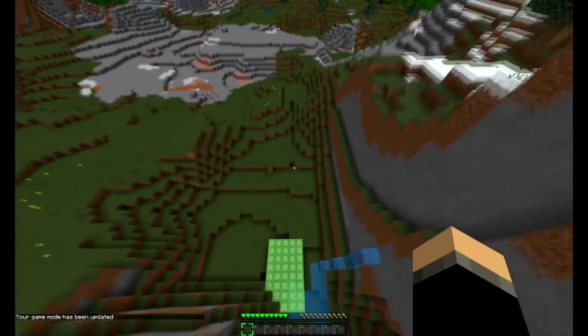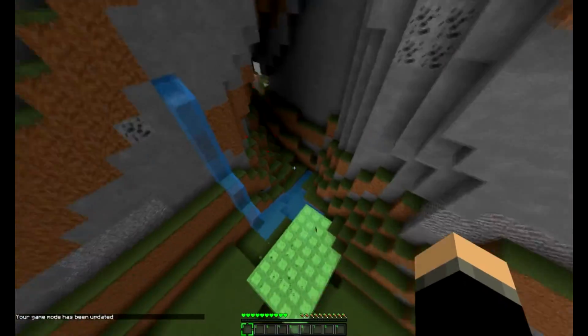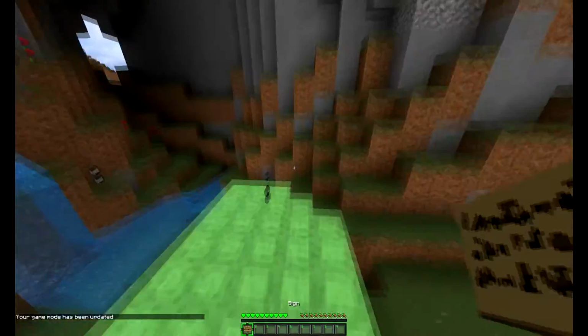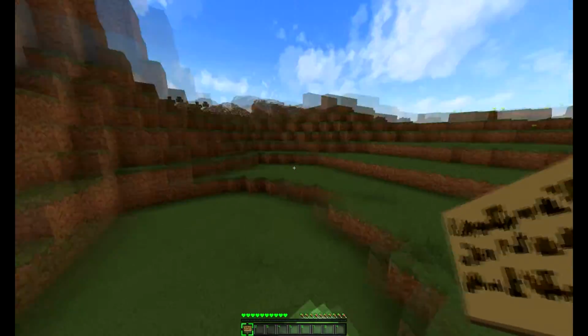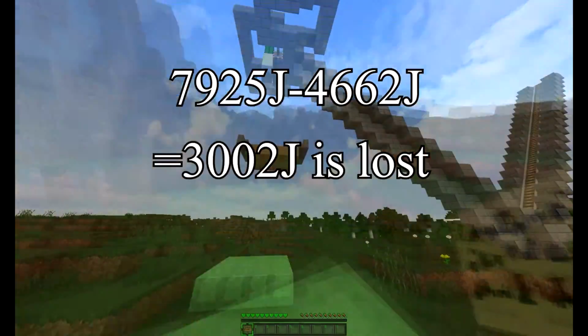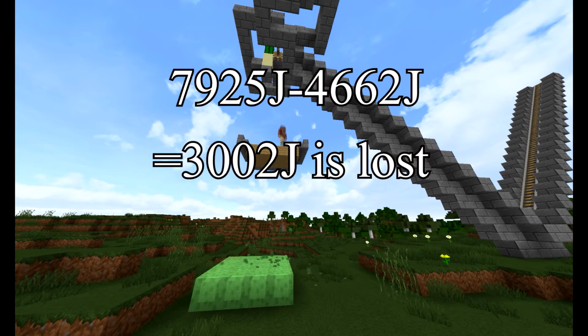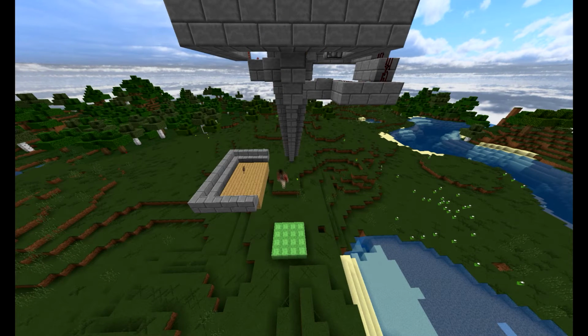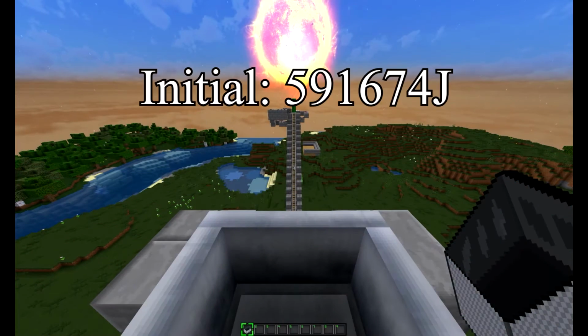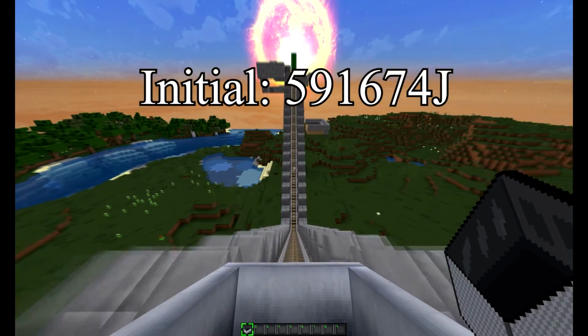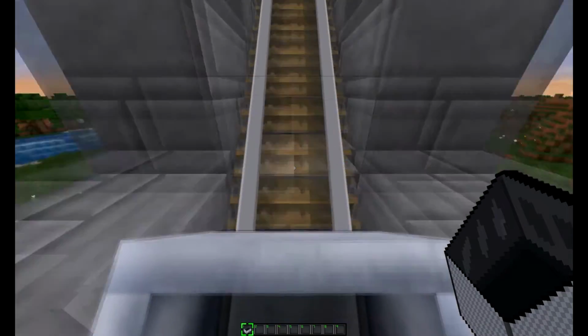At the end of the system, the elastic energy from the slime blocks will be transformed into kinetic energy just like a trampoline. In a real-life trampoline, energy will also be lost through heat and sound, and just like the minecart ride, the only loss of energy on the slime blocks will be sound. Now, when we compare the final energy of 4,662 joules and the initial energy of around 591,000 joules, we can see that our system is not very efficient.